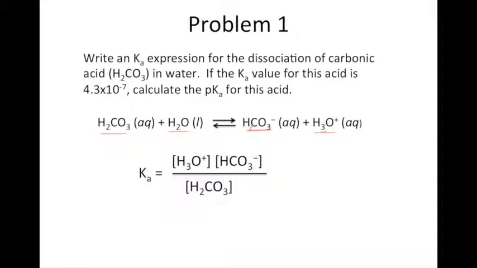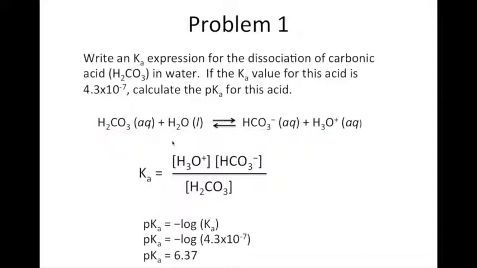Now, carbonic acid can lose another proton, but it will only lose one at a time. So here we're writing a Ka expression for the first dissociation of carbonic acid. The Ka expression will be products over reactants. So that would be the concentration of hydronium times the concentration of the conjugate base, the bicarbonate, divided by the concentration of undissociated carbonic acid. Of course, we leave the water out because it's a pure liquid. Its concentration remains constant.